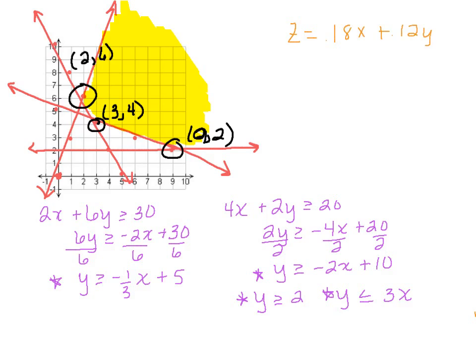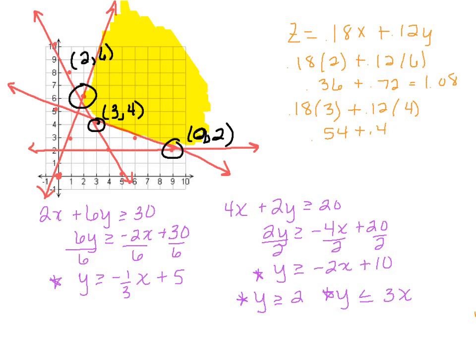So let's check 2, 6. So 18 times 2 plus 12 cents times 6. Using our calculator, we would get 36 cents plus 72 cents for a total of $1.08. Okay, let's check the bottom point there. So 18 times 3 plus 12 cents times 4. That would give us 54 cents plus 48 cents for a total of $1.02. So it's cheaper yet going that route.